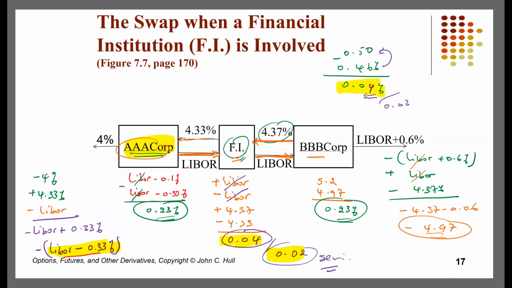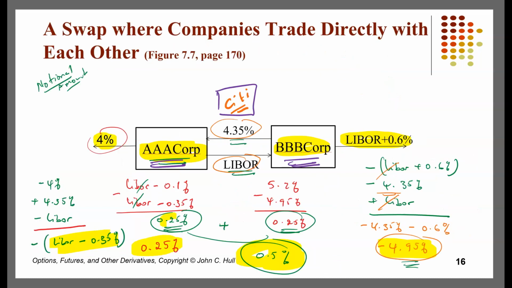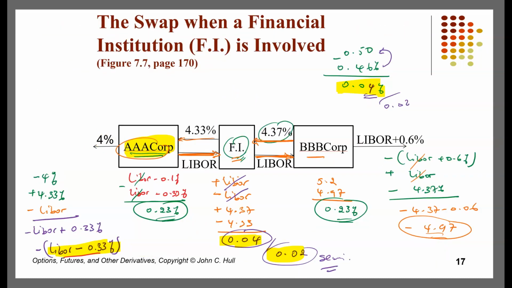So the difference between what we had in the earlier scenario, where both organizations were saving 0.25%, is that in this case both organizations are only saving 0.23%, but the difference goes over to the financial intermediary, which of course charges a fee for setting up this transaction. Therefore the financial intermediary gets 0.04%, or 4 basis points, on the transaction, or 0.02% for the semi-annual period.